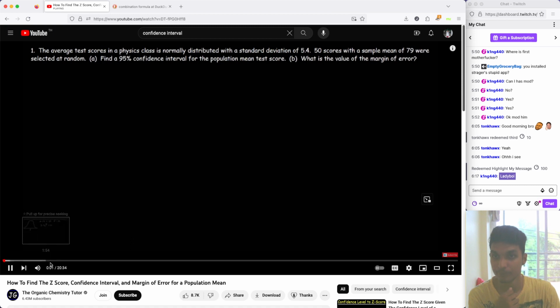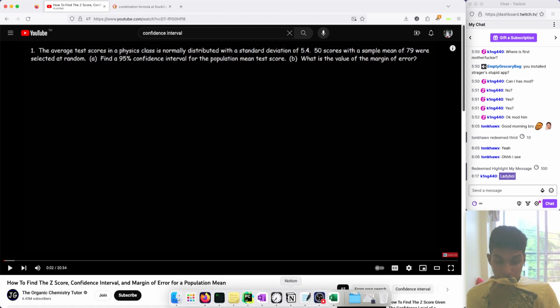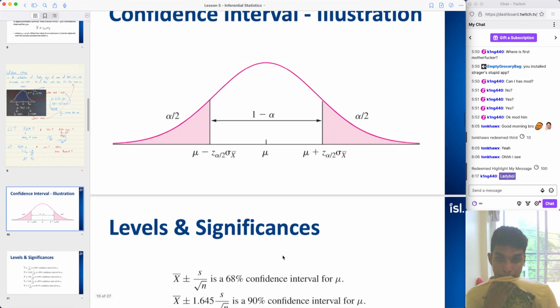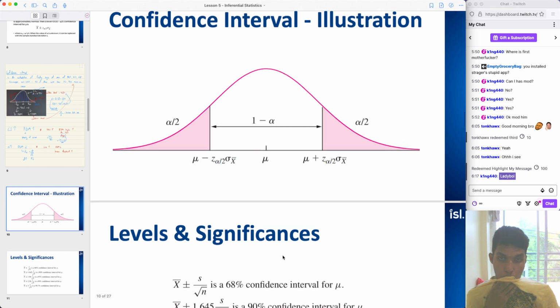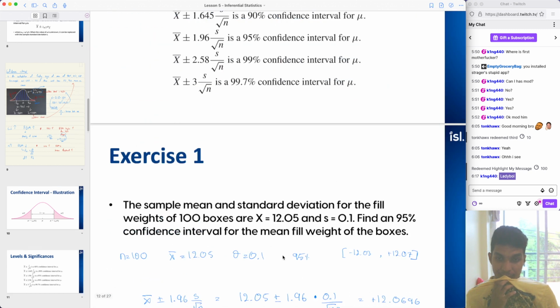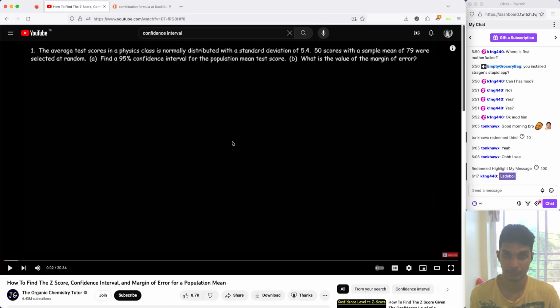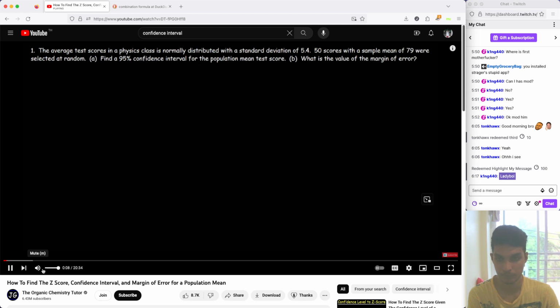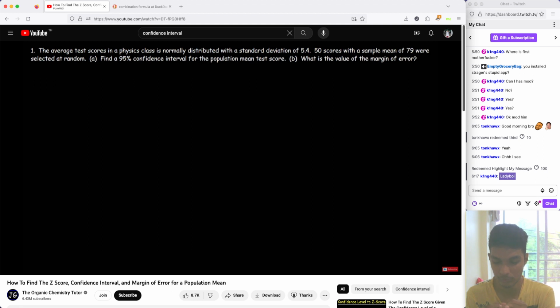In this video, we're going to talk about how to find a confidence interval for a population mean, and also how to easily find a z-score that will help you to get the confidence interval, and also determining the value of the margin of error, also known as the error bound for the mean. So we're going to work on 2 example problems to illustrate how to do this.